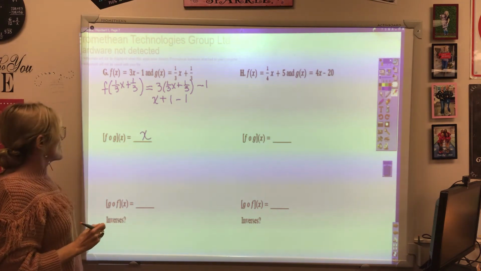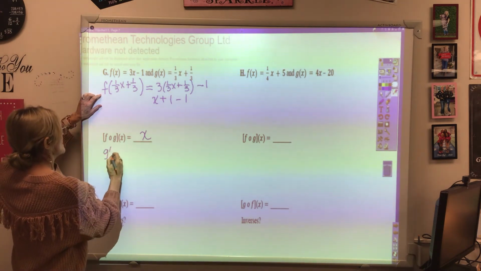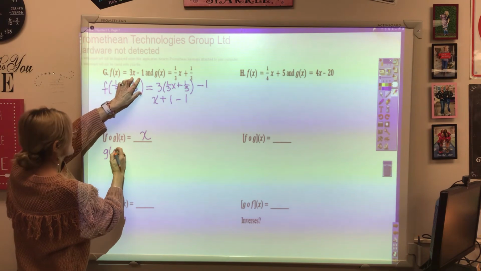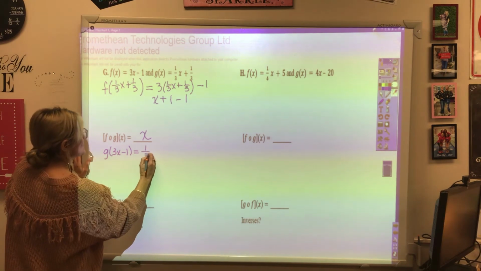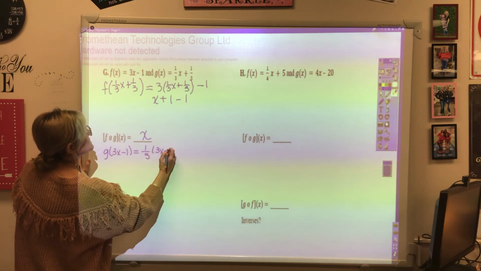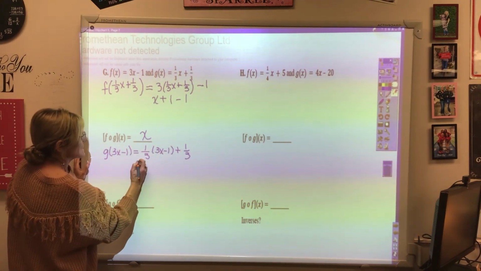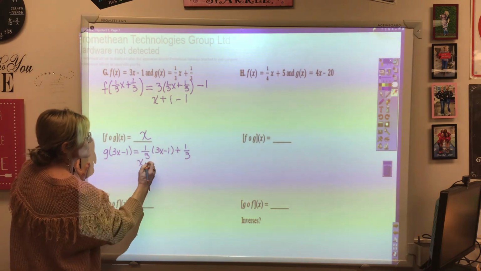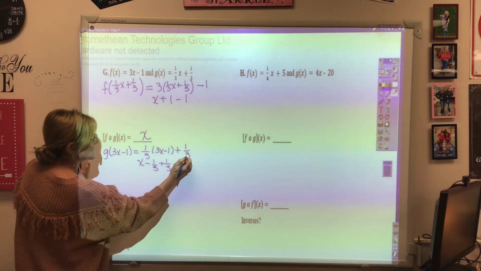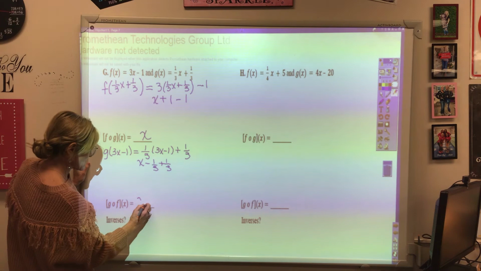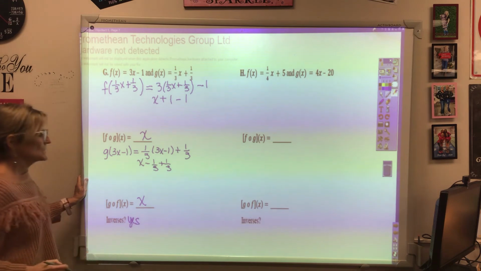It gives us x. We want to keep going, we want to try the other way, so we're going to take g of 3x minus 1. So we're going to plug in 1/3 times 3x minus 1 plus 1/3. 1/3 times 3x would be x. 1/3 times -1 would be minus 1/3. And you've got a plus 1/3 right here. So this would also give us x. So are these inverses? Yes. They are inverses.